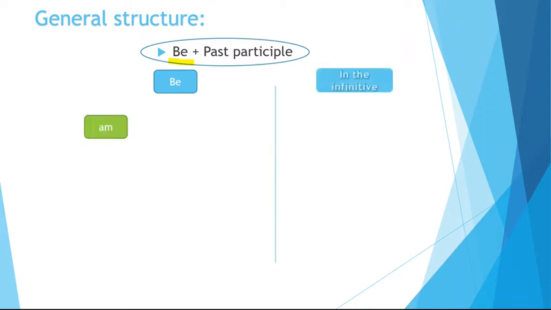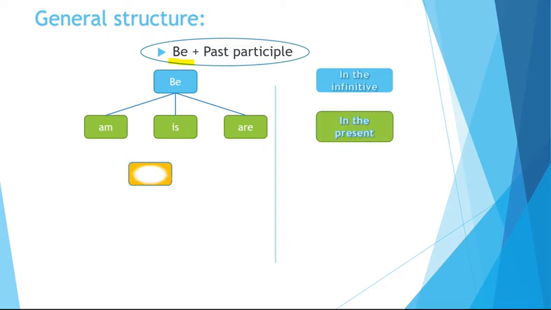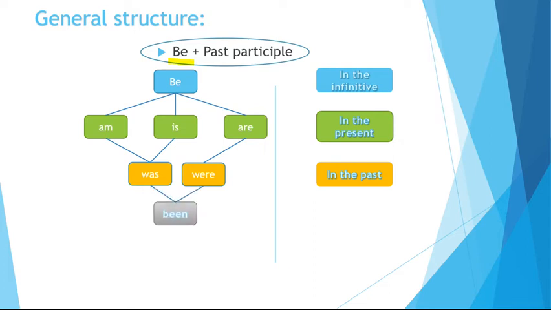What about the present? As you might know, we use am for the pronoun I, is for he, she, it, and are for we, they, and you. Those forms, the conjugation of be in the present, am, is, are, are used in the present. What about the past? The past of am and is is was, and the past of are is were. And those two, as we mentioned before, are in the past. The past participle form is been.